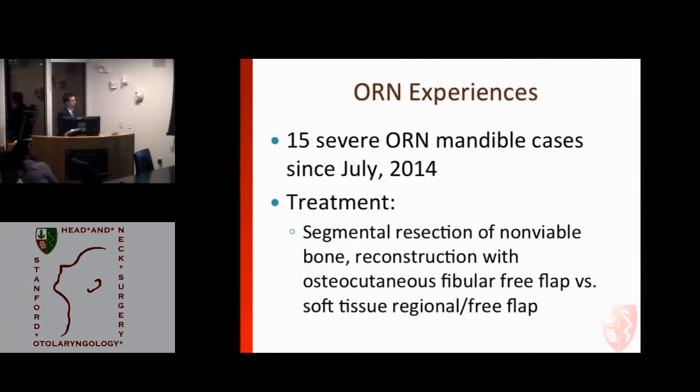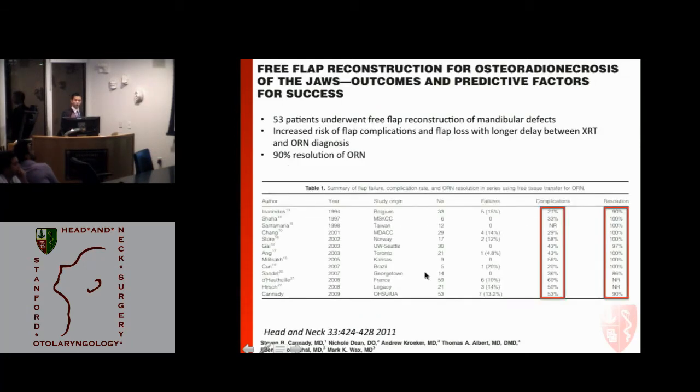Okay, so as I said before, we've had 15 cases so far of severe ORN here, managed in various ways since I joined the service in July, and they've been treated in various methods. All patients have required segmental resection of the diseased bone, but the reconstructive aspect of this is very based on numerous factors, which I'll go on to in the subsequent slides. Not all of them received bone reconstruction.